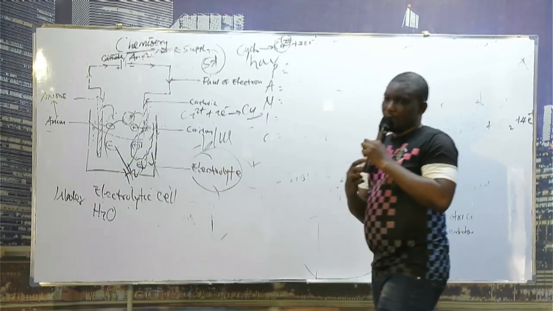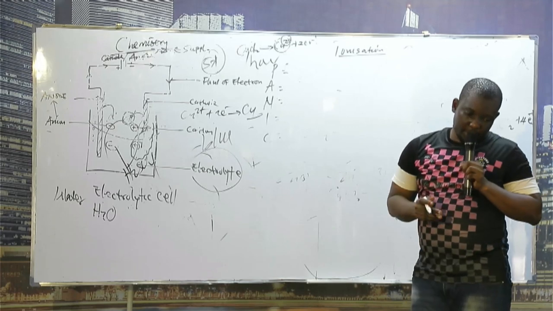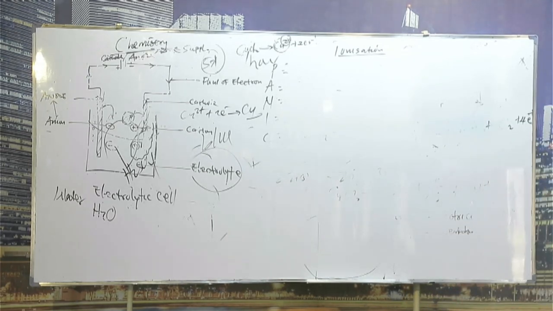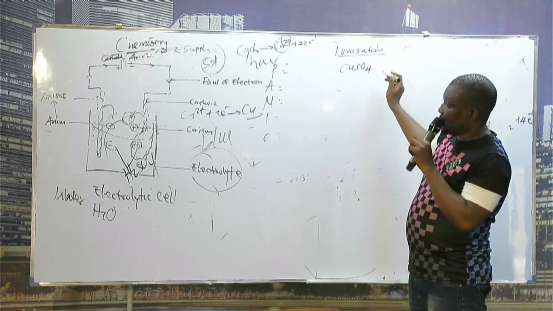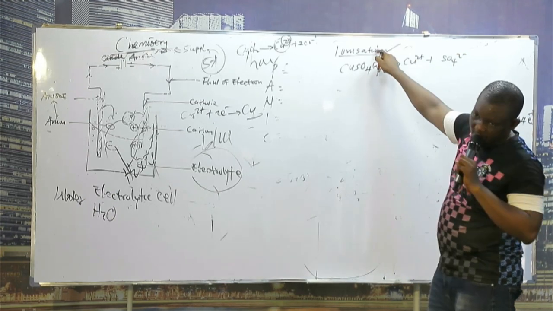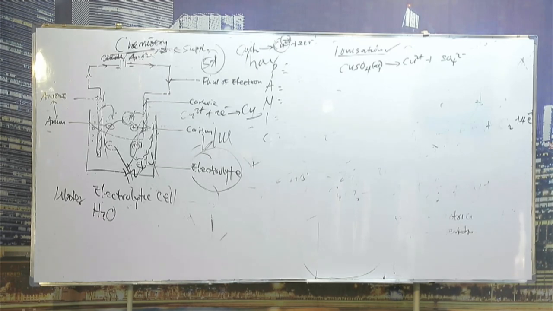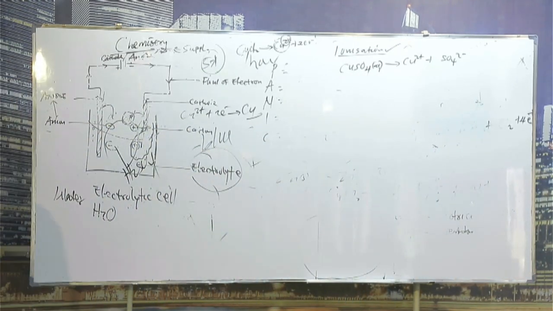Okay, now listen. The first mechanism is ionization. I'll just use a simple chemical reaction to explain it. The salt given in case one is CuSO4, which is in aqueous state. What happened to it? Cu2+ and SO4 2-. That is ionization. It is not ionization energy, it is a different thing. What is ionization? Dissociation of ionic compound into free mobile ions.